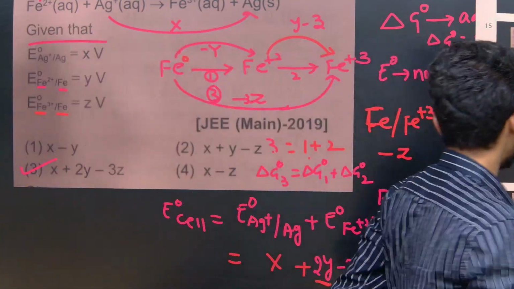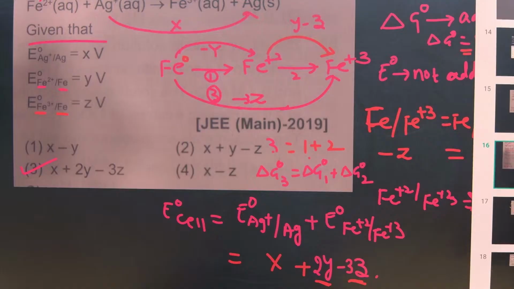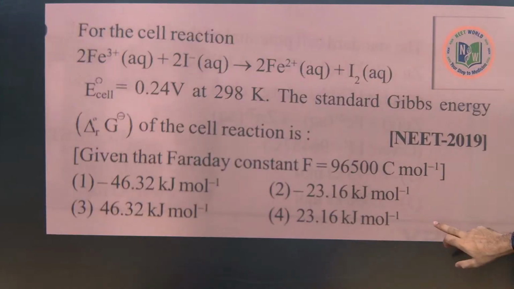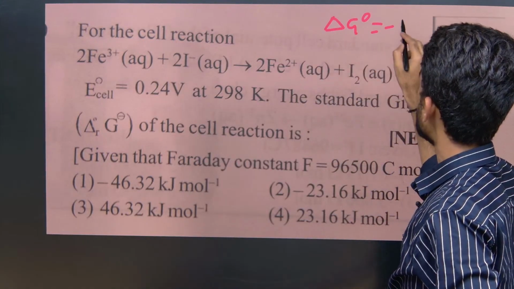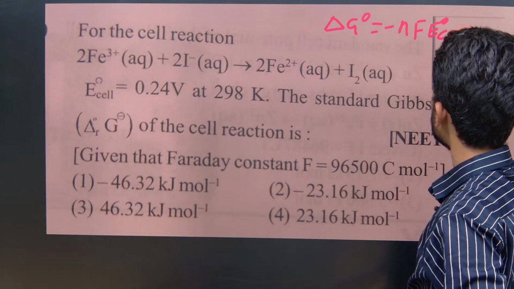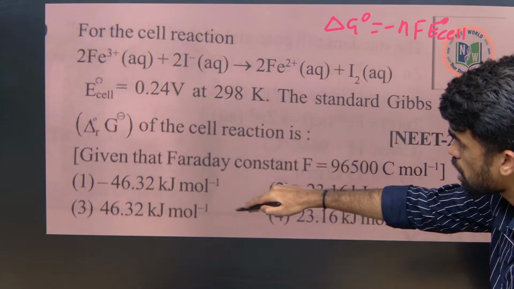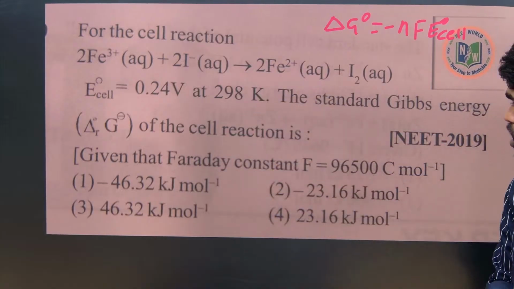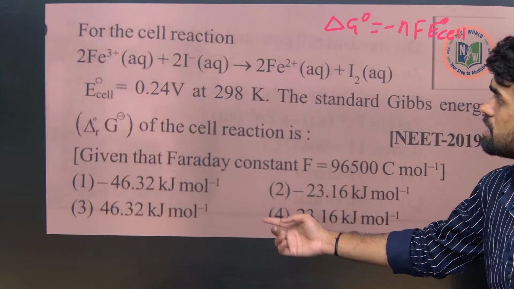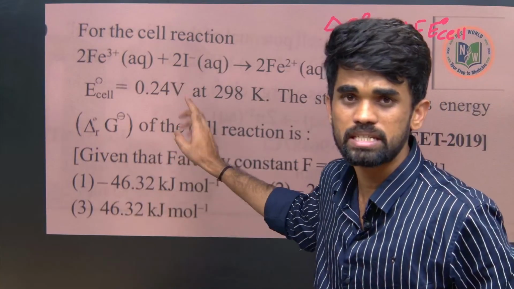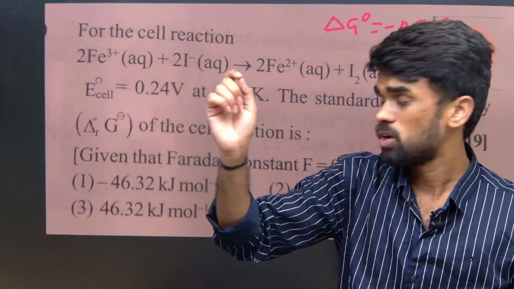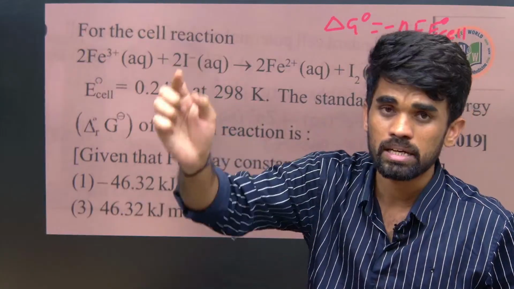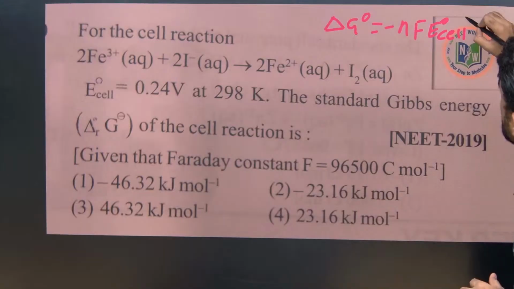Now I will ask you one more similar type of question. Whatever relation I told you for delta G naught, delta G naught equals minus NF E naught cell, this is the relation I gave. Based on this, try to solve this. You will get one of these options. And if you are unable to get the answer, just go through yesterday's live session where I discussed this question. I have discussed everything regarding this very clearly. So try this first on your own, and go to that live session if you are unable to do it. Just use this formula, you will get the answer. Next.